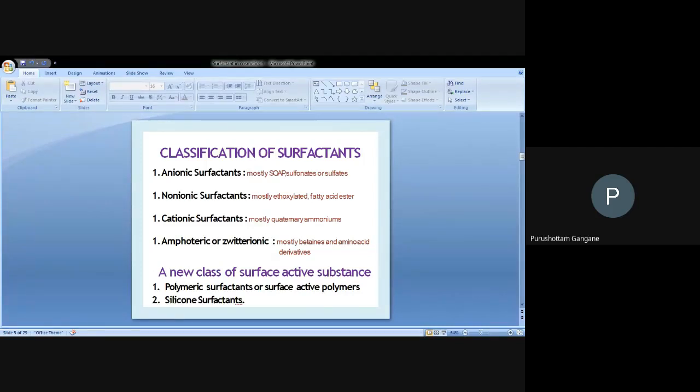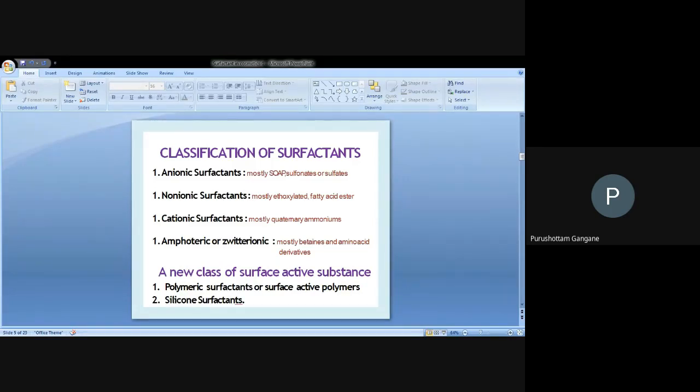So anionic surfactants are negatively charged. Non-ionic surfactants, as the name indicates, do not have any type of charge, like Spans and Tweens. Of the anionic surfactants, the most popular is sodium lauryl sulfate. Cationic surfactants are quaternary ammoniums, having a positive charge. And last are the amphoteric or zwitterionic surfactants. Mostly the examples are betaines and amino acid derivatives.